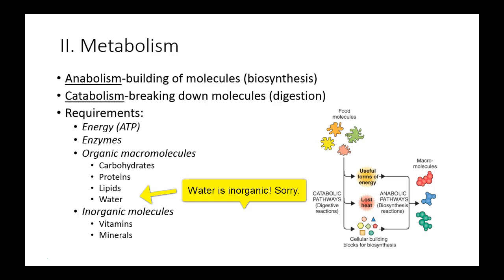In order to have these reactions going on inside the cell, energy is needed, eventually in the form of ATP. A lot of enzymes are needed in order to facilitate and speed up these reactions. And then organic molecules, macromolecules, are needed: carbohydrates, proteins, lipids, and water, also nucleic acids. And then inorganic molecules like vitamins and minerals. These are required in smaller amounts, but certainly are important.